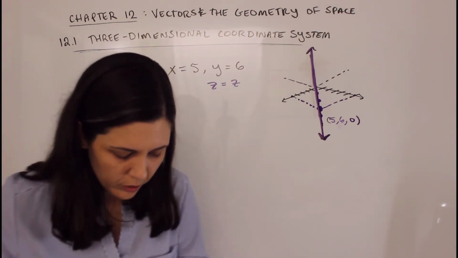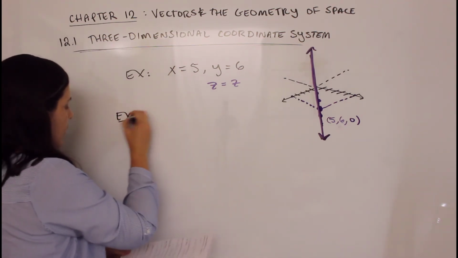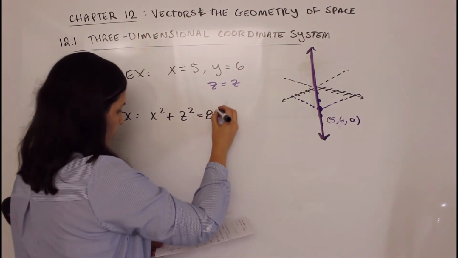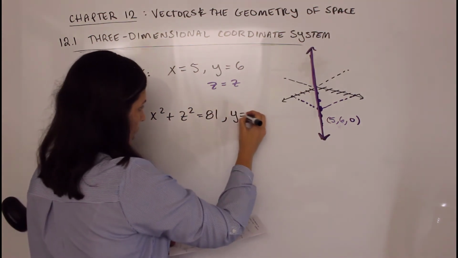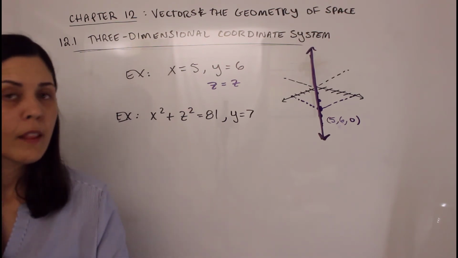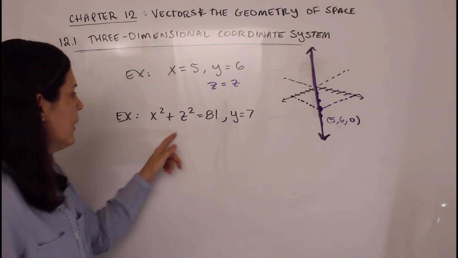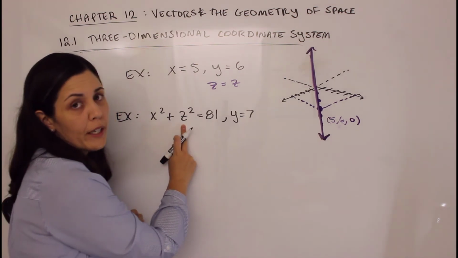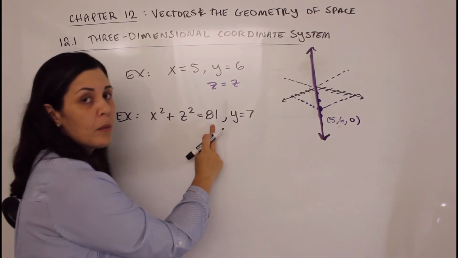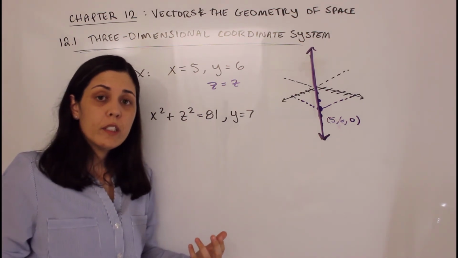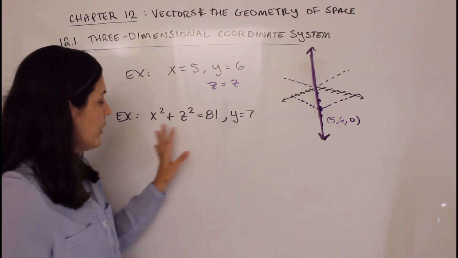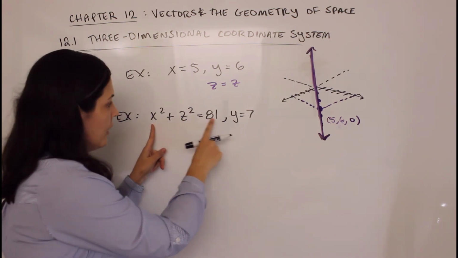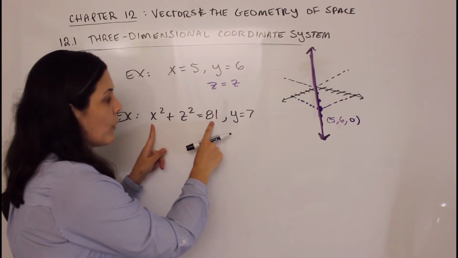How about x squared plus z squared equals 81, comma, y equals 7. Alright, let's start with this one. What does this look like? I'll give you a hint. Pretend this was a y. X squared plus y squared equals something. That's an equation of a circle. So this is an equation of a circle just in the xz plane. So equation of a circle, this is the radius squared.